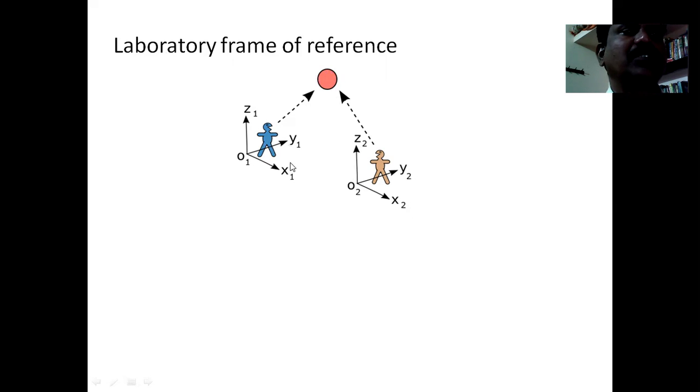One person is situated at the point O1, and another person at the point O2. These two persons are measuring some variable quantity, some event happening at this point. Whatever coordinate systems they specify for this object will give the entire information regarding the motion of that object. So this is something regarding frames of reference.